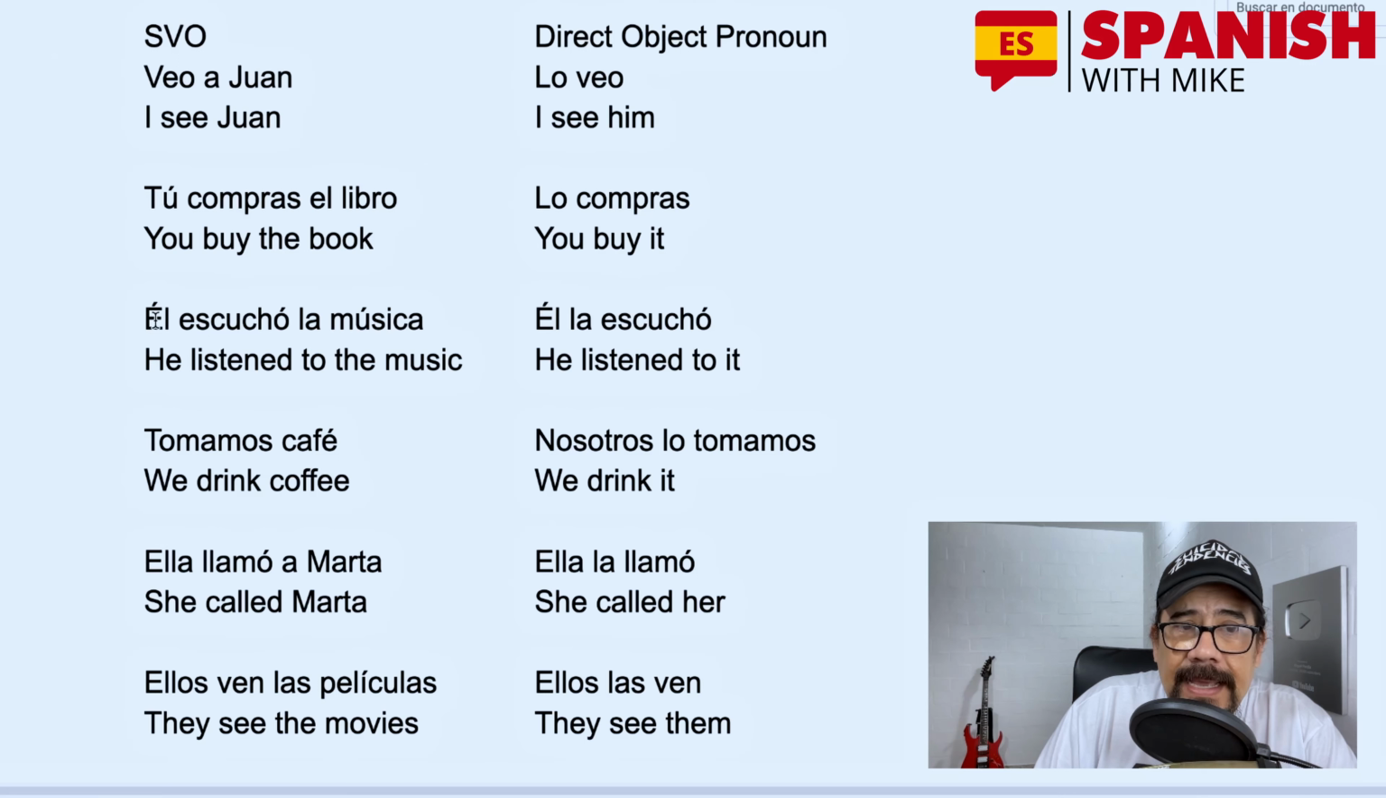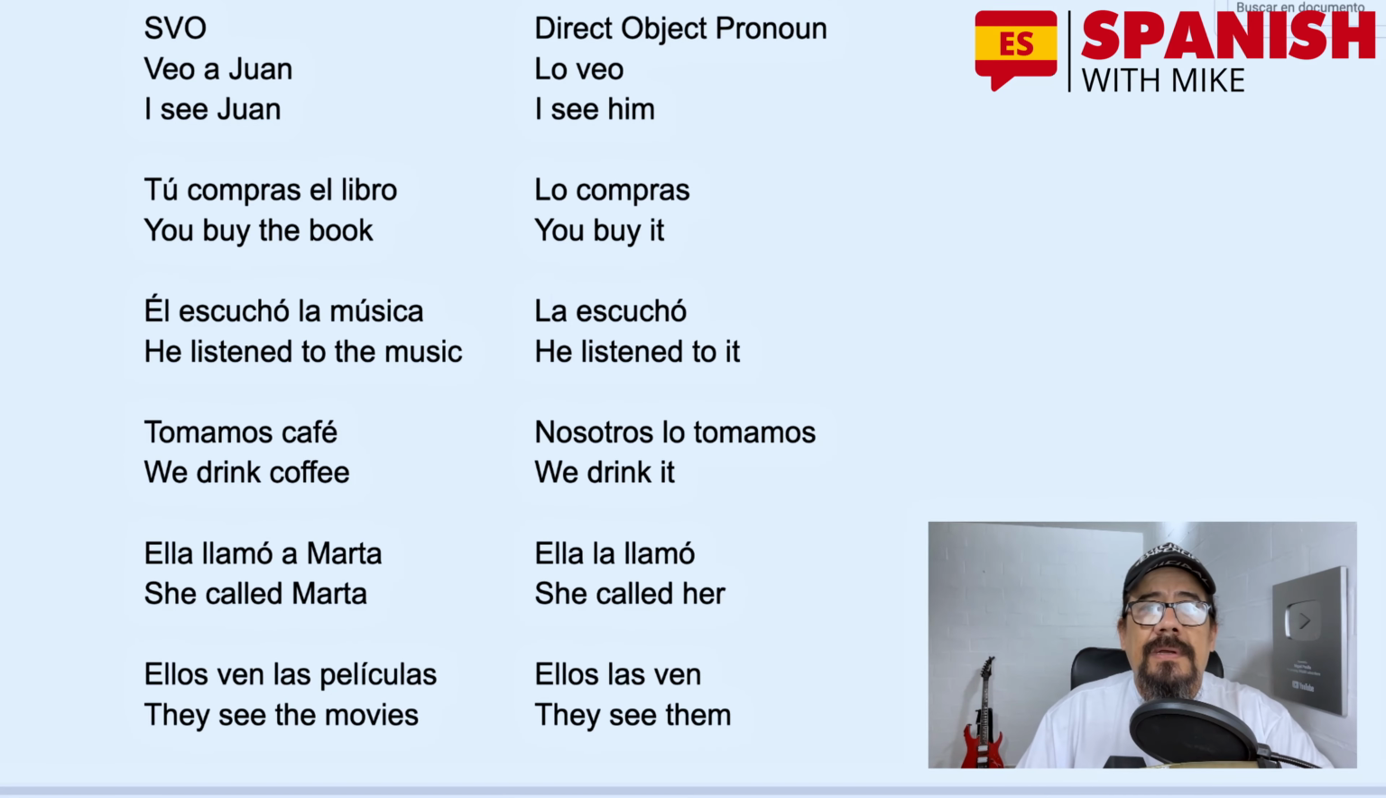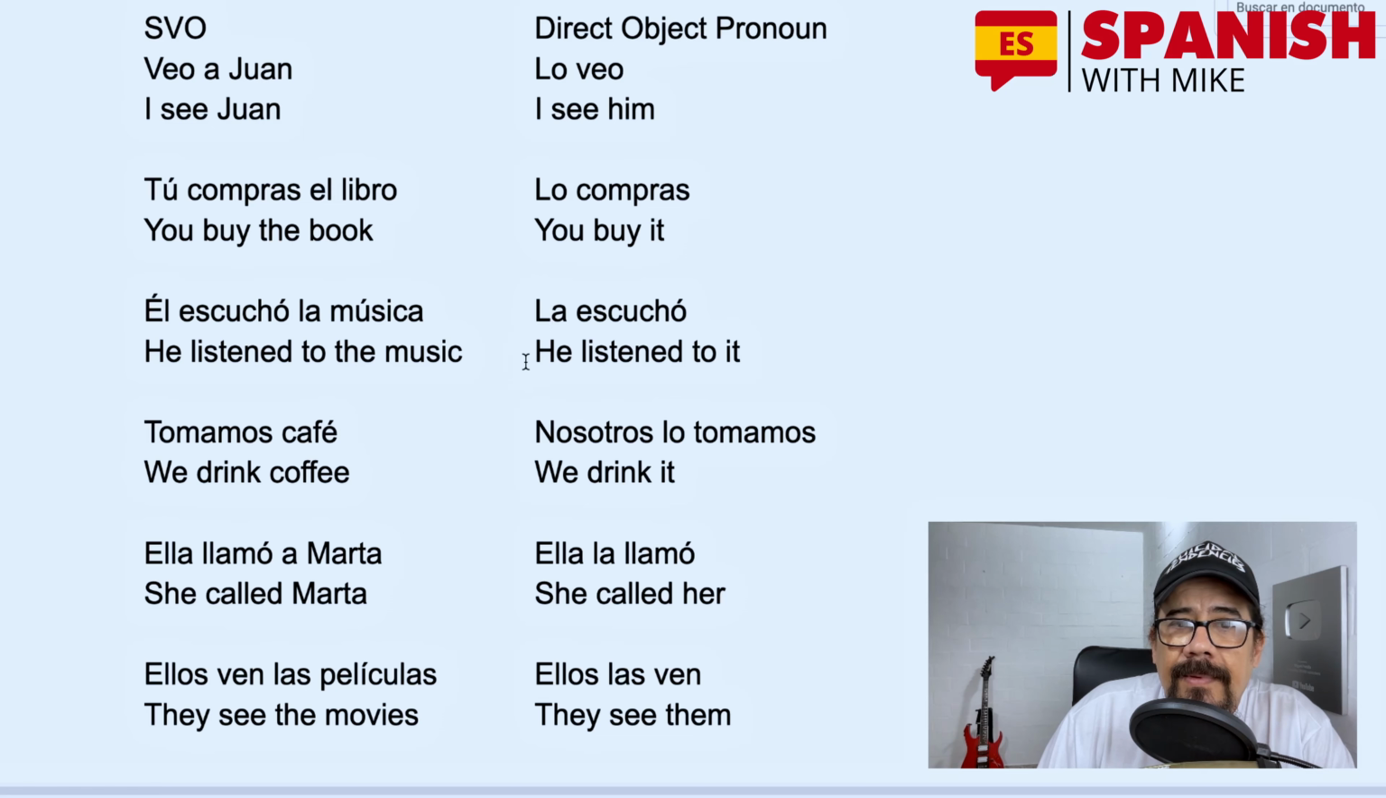Same thing here. Él escuchó la música. He listened to the music. Él escuchó la música. Subject, verb, object. And we just change. I can drop the pronoun. La escuchó. He listened to it. La escuchó. Music, la música, feminine. La escuchó. Direct object pronoun. Él la escuchó.